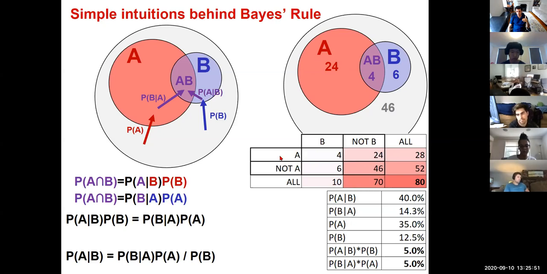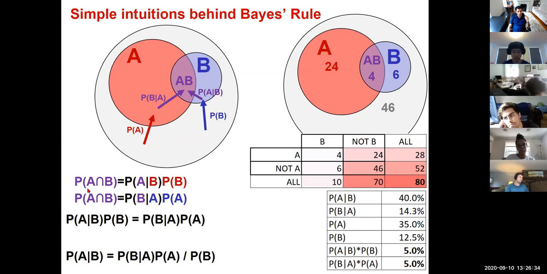P of B given A, I'm in this row here, so I'm in the red square, and then P of B given A is just 4 out of 28, which is roughly 14.3%. And then P of A is simply what fraction of everything in the world is A, and that's just 35%. So basically it's the red over the total gray, including the red. And then P of B is 10 over the total of 80. And then P of A given B times P of B, you get 5% if you work this way up, and P of B given A times P of A, you get 5% if you work that way.